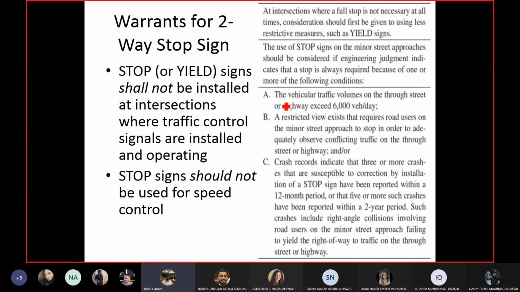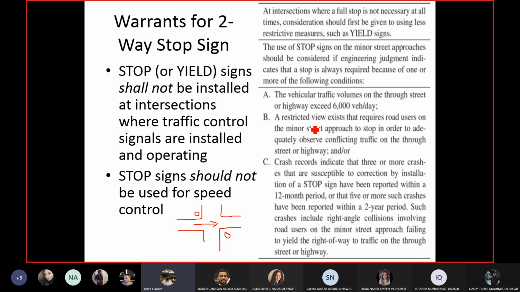So what does a two-way stop sign mean? You have two roads. A two-way stop sign means I will have a stop sign for one of the roads. One of the roads means two approaches, right? Two approaches of the intersection will have a stop sign. The other two approaches will be free and will have the right of way. The first condition: vehicle traffic volume on the through street exceeds 6,000 vehicles per day. If it does, you provide a stop sign for the other streets.